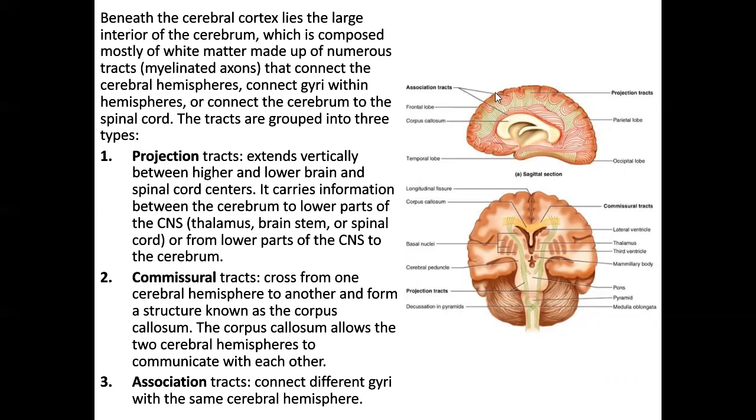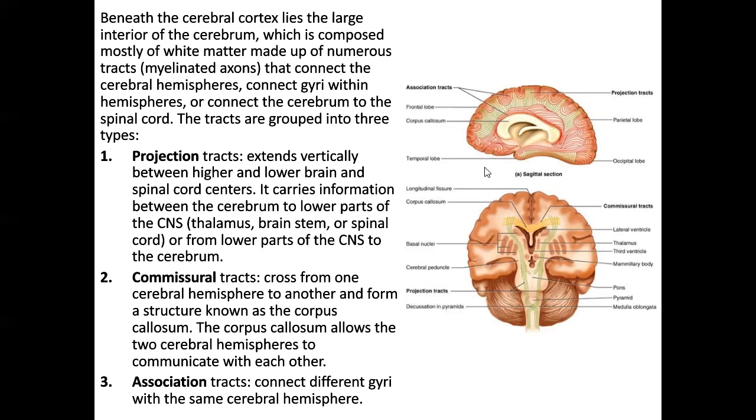Projection tracts are shown here in green, here in our central section, and then down here in our anterior view. We can see those are the green ones that just go up and down between the cerebrum and lower parts of the brain, connecting even down into the spinal cord. We can actually see where they decussate in the pyramids of our medulla oblongata. Remember, that's that crossing over. So projection tracts just carry information between the cerebrum and the lower parts of the CNS, whether that's the thalamus, the brainstem, or even the spinal cord, or from lower parts of the CNS up to the cerebrum.